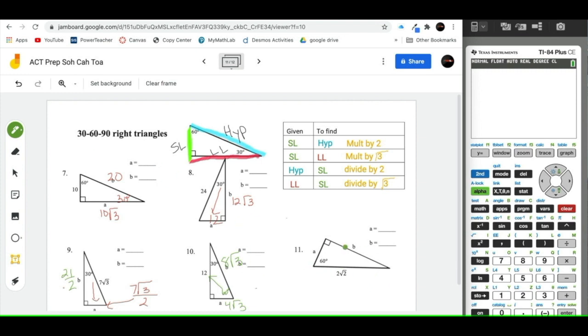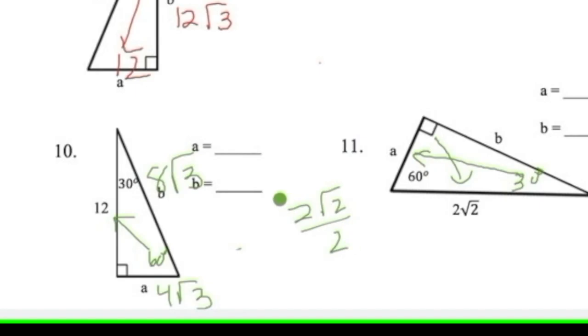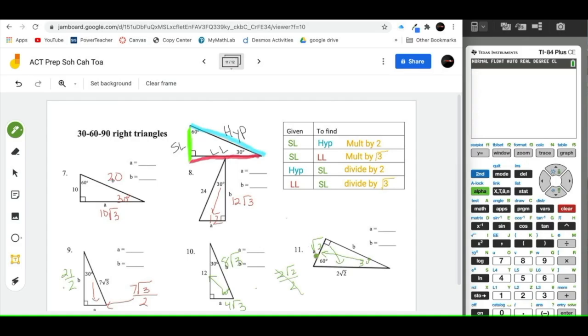And finally here on our last guy, don't let this fool you. This is the hypotenuse because he's across from the 90. So this is 2 square root of 2. I need to go back and find the short leg first, which is across from 30, which is A. So I'll divide that by 2, and 2 square root of 2 divided by 2 is the square root of 2. Now that I have the short leg, I'll find the long leg by taking that times radical 3, and radical 2 times radical 3 is radical 6.